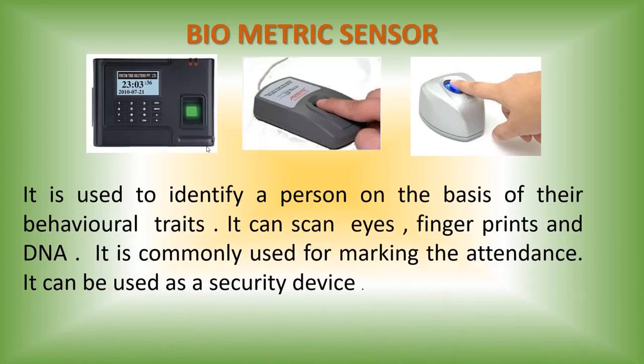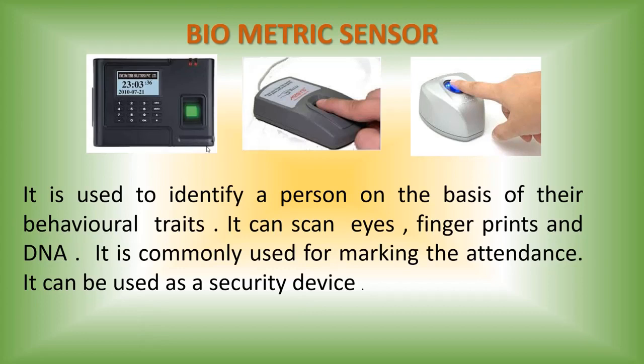It is used to identify a person on the basis of their behavioral trait. That means this device can be used to scan your eyes, your fingerprints, and DNA. So this biometric sensor is used to scan eyes, fingerprints and DNA. It is normally used for marking attendance, which you also know. It can also be used as a security device.